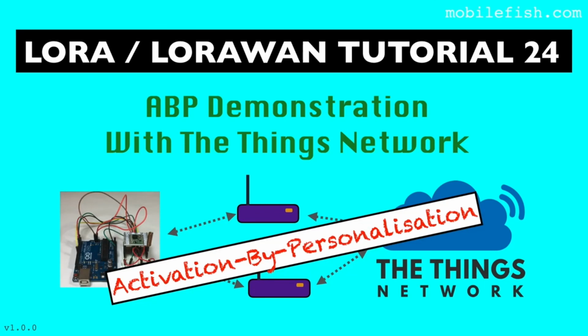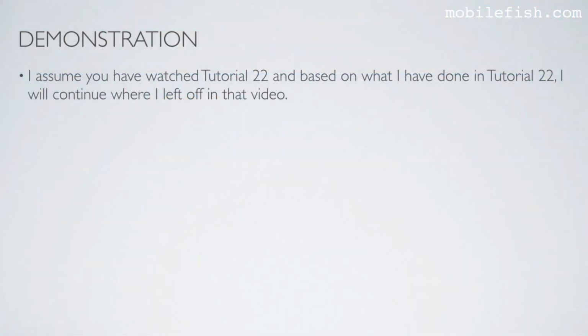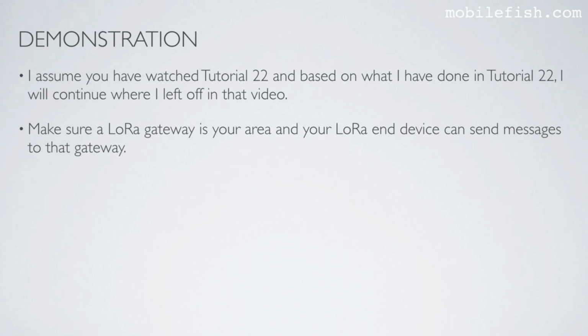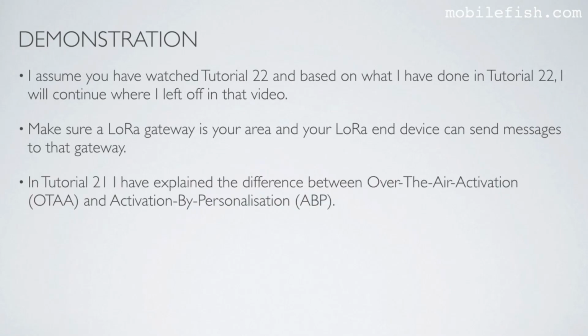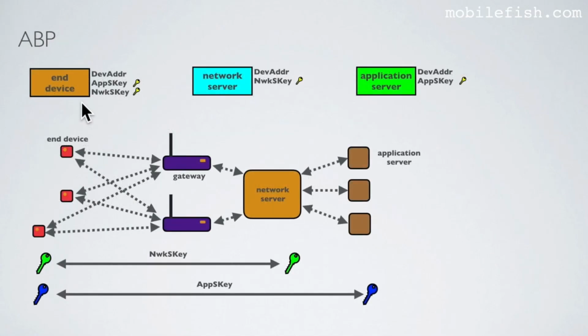In this tutorial, I will demonstrate the activation by personalization method. I assume you have watched tutorial 22, and based on what I have done in tutorial 22, I will continue where I left off in that video. Make sure a LoRa gateway is in your area and your LoRa end device can send messages to that gateway. In tutorial 21, I have explained the difference between over-the-air activation and activation by personalization. In the activation by personalization method, the end device must store the device address, application session key, and a network session key. The network server must store the same device address and network session key.